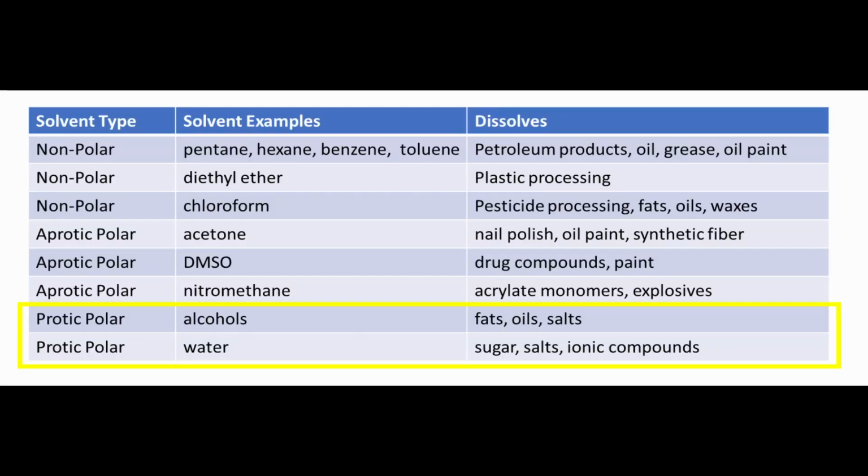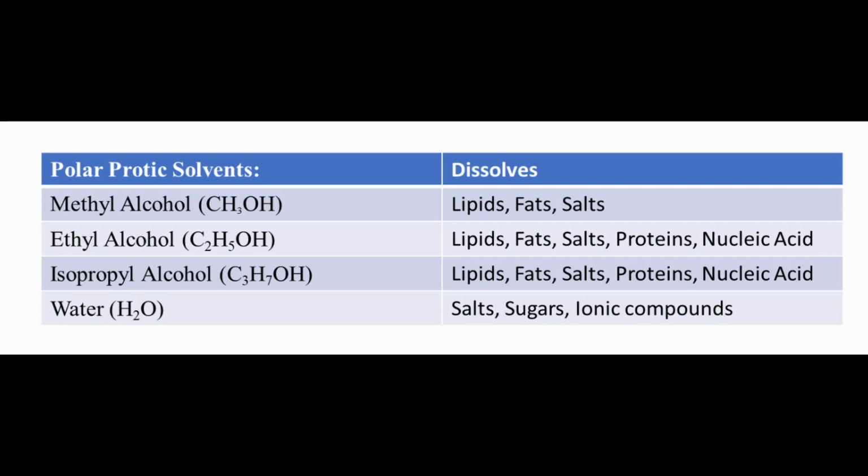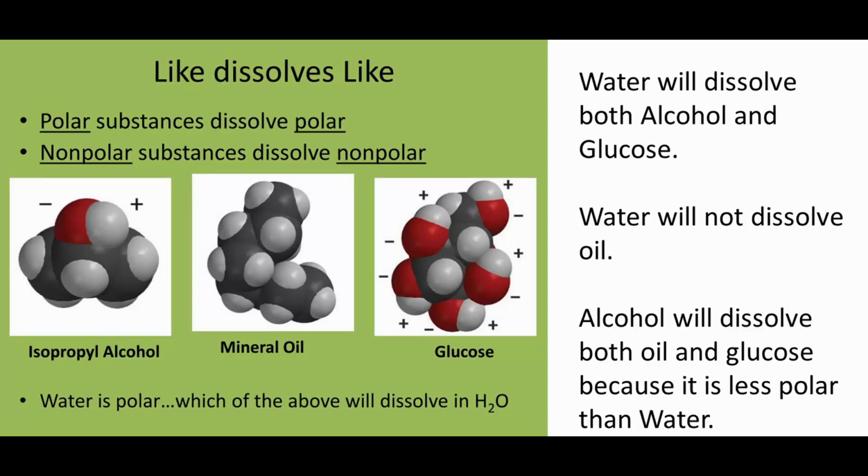Polar protic solvents include the alcohols ethanol C2H6O, methanol CH4O, and isopropyl alcohol C3H8O. Water H2O is also a polar protic solvent. Alcohols defy the like dissolves like rule. Despite being polar protic solvents, alcohols are near universal solvents for both polar and nonpolar substances.